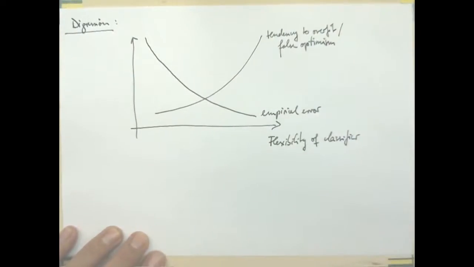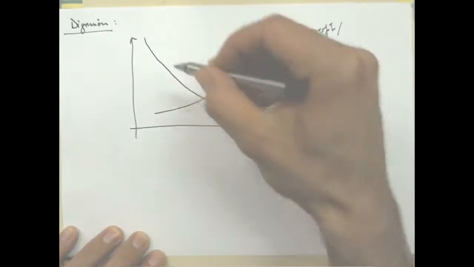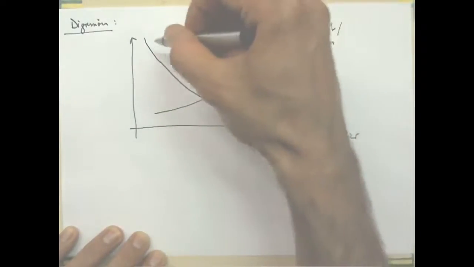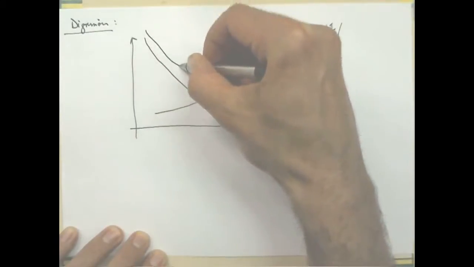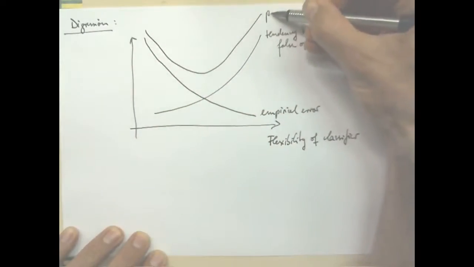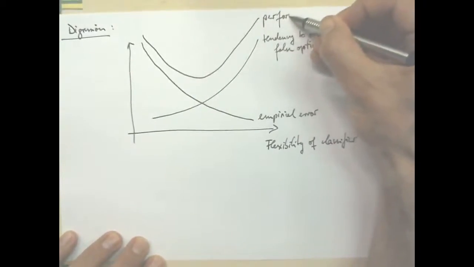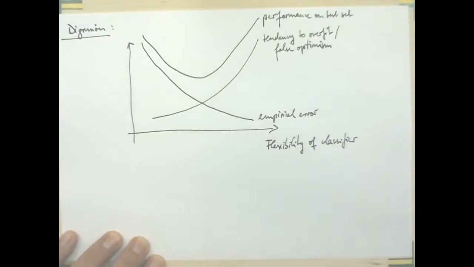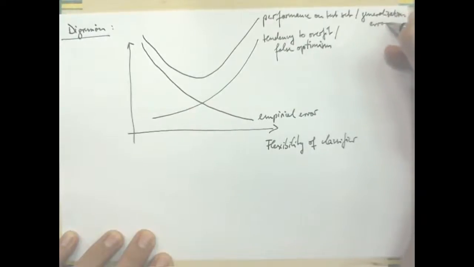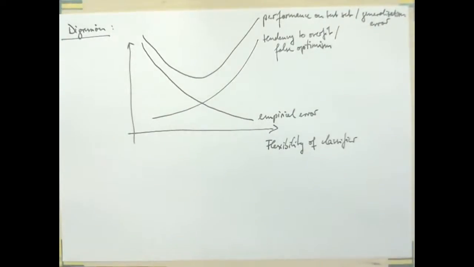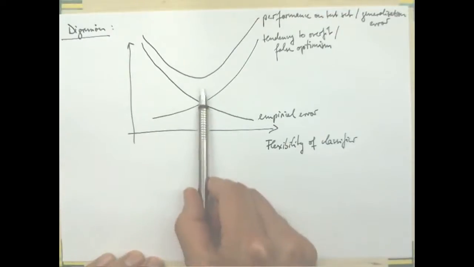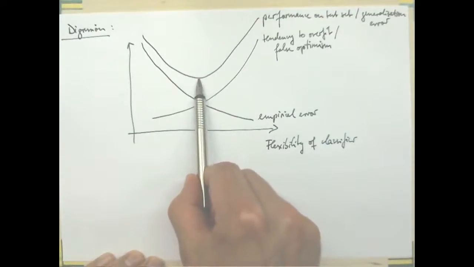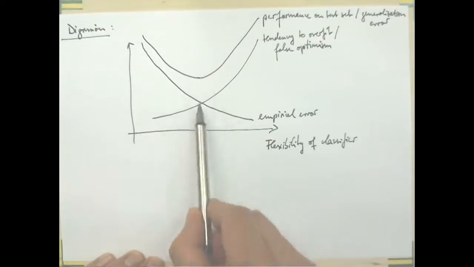And now the performance on a test set is the sum of the two. So typically we find something like that. This would be the performance on the test set, in other words, the quantity that we're really interested in. Or you can call this the generalization error. So the best classifier is the one that minimizes the sum of the two. So that would be the optimum flexibility of a classifier.